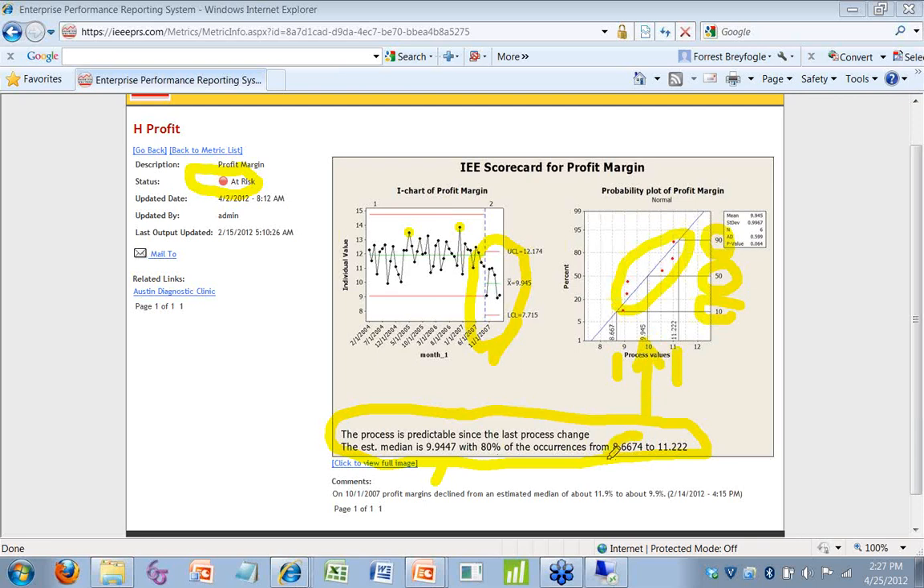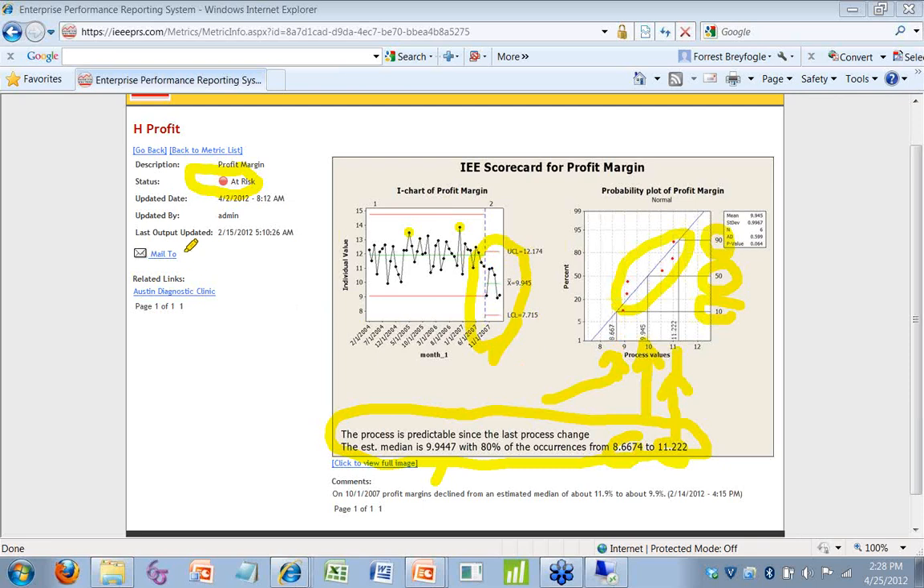And then you notice we got this 8.66 represented by this value over here. And then this 11.22 represented as this value here. So the wording down at the bottom is rather easily understood. The estimated median is 9.9% profit margin, with 80% of the months between 8.66 to 11.22. So that represents the variability we have from common cause variability in this region that we're having here.